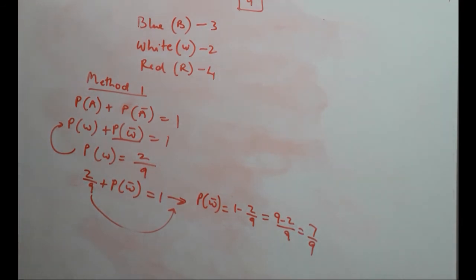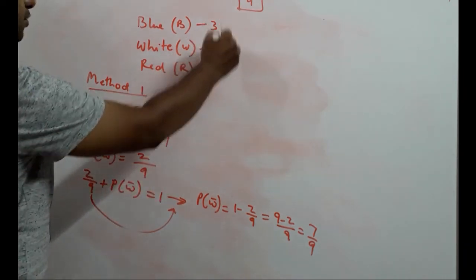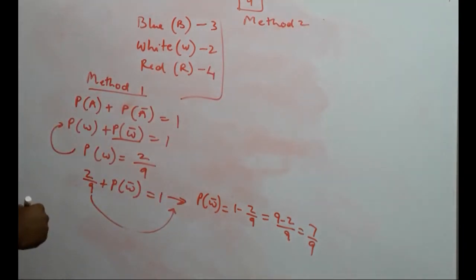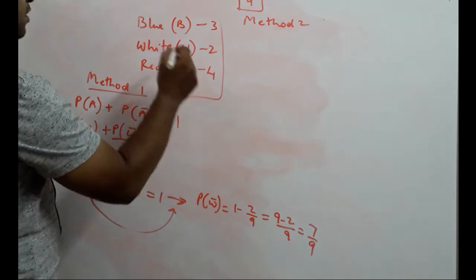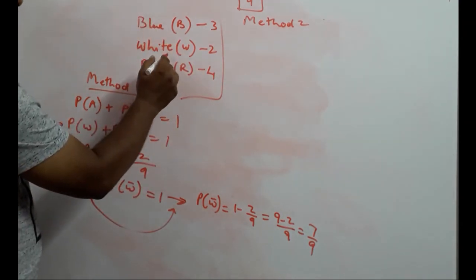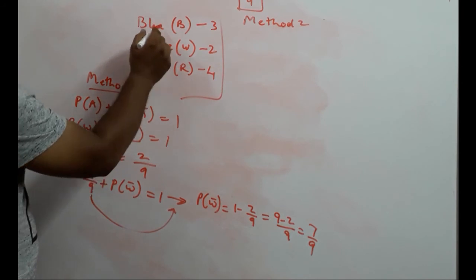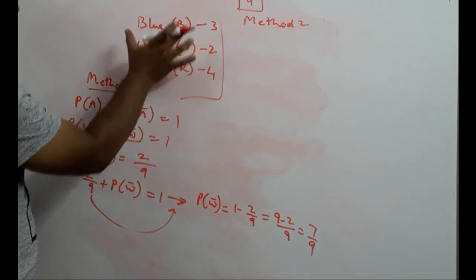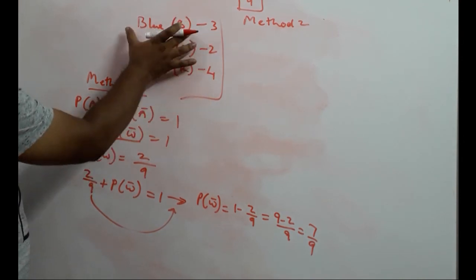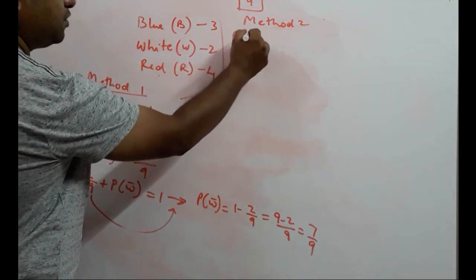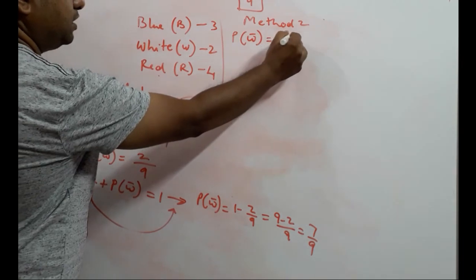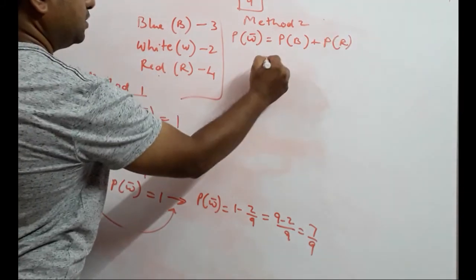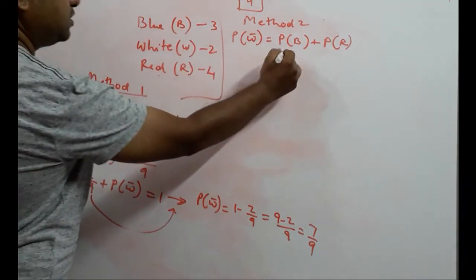Now, which is the second method? Let's look at the second method. I'll just do it over here. Put it down as method 2. In the second method, probability of not getting a white means probability of getting either blue or red. Which means if you don't touch the white marbles, there are only two different sets of marbles remaining, blue and red. So probability of not getting a white marble will be equal to probability of getting a blue marble plus probability of getting a red marble.